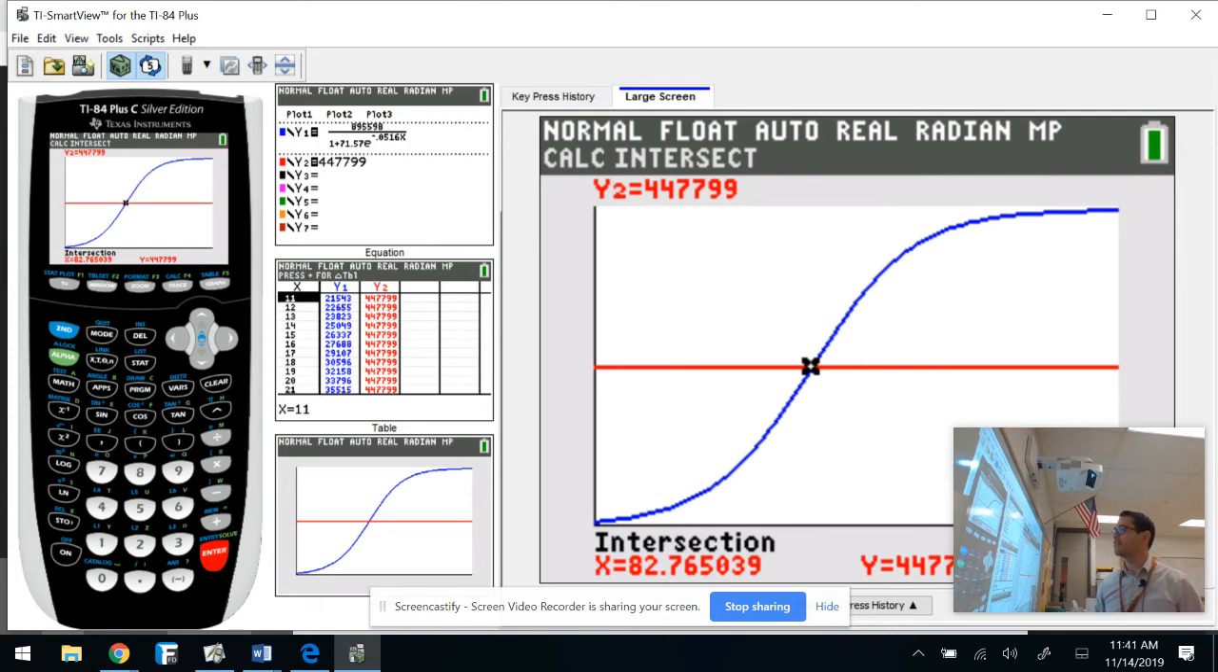Enter. And guess what? There it is, 82. Does that mean 82? No, it means 1982, because remember, when t equals 0, we were at 1900. So make sure you say 1982. And now let's do D.